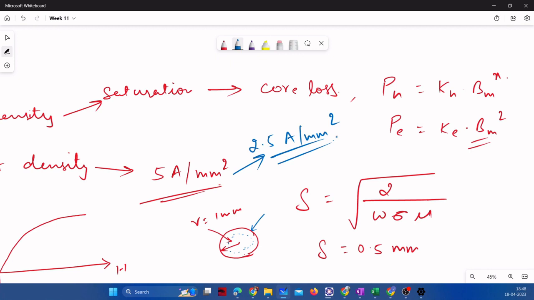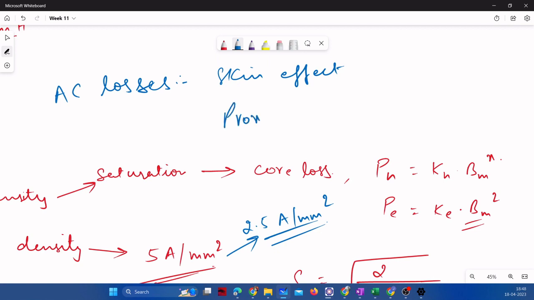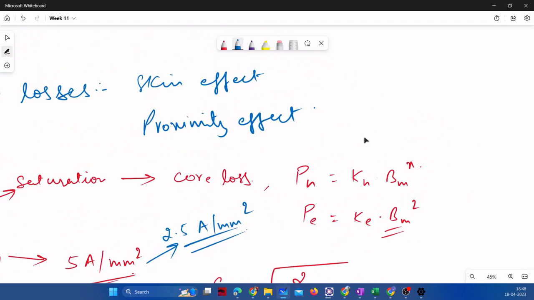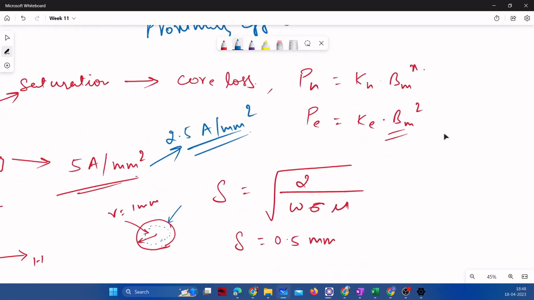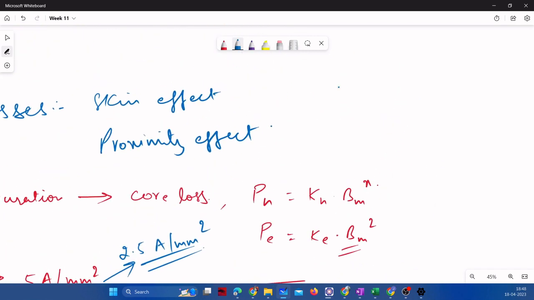So to avoid the skin depth, and due to the skin depth, the AC copper losses, they are generated because of our AC supply or AC operation. So: skin effect and proximity effect. That's why we generally do not use a solid conductor. Instead, we use a stranded conductor.